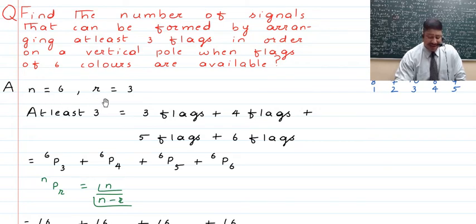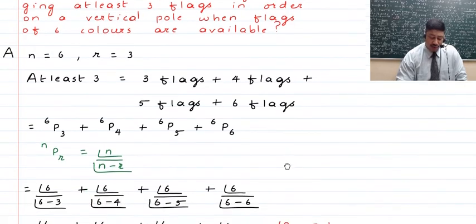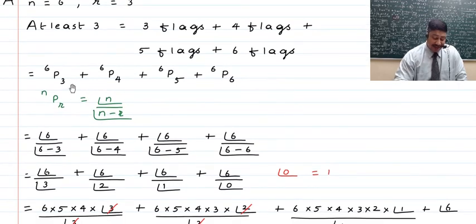Then as at least 3 are to be taken, first we take 3, then 1 more than 3, that is 4, then 1 more than 4, that is 5, and then 1 more than 5, that is 6, right? So we have 4 cases here: 3 flags, 4 flags, 5 flags and 6 flags. Now when we talk about 3 flags, the number of permutations will be given by 6P3.